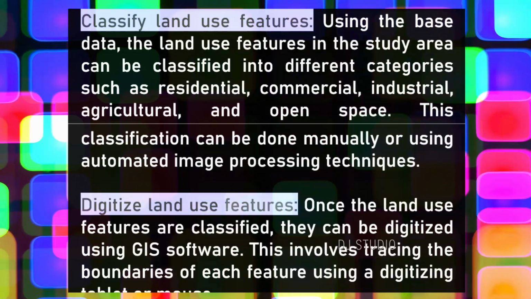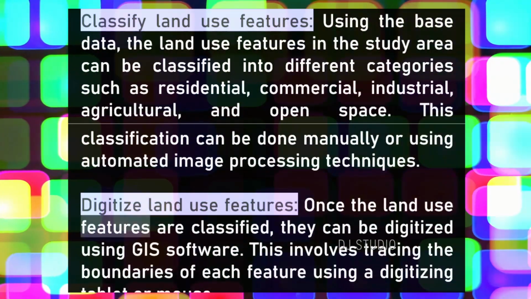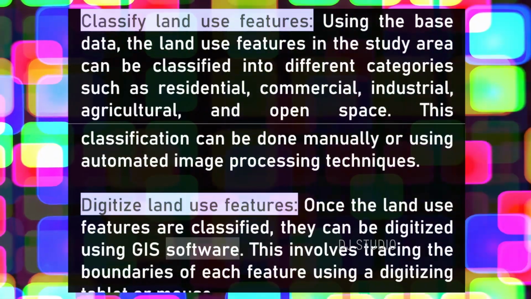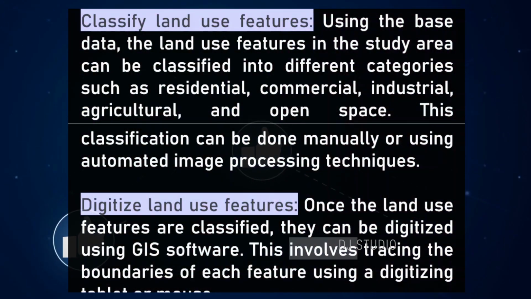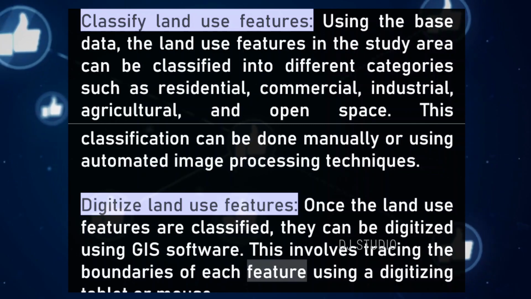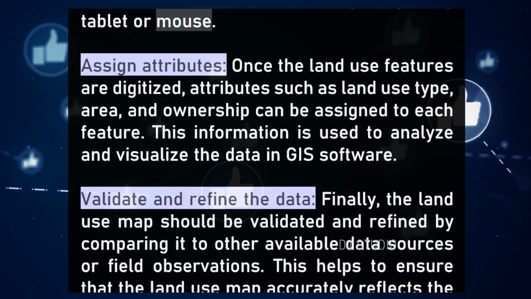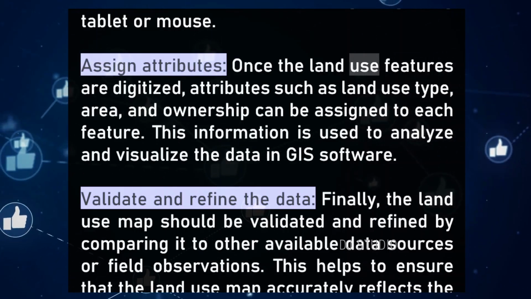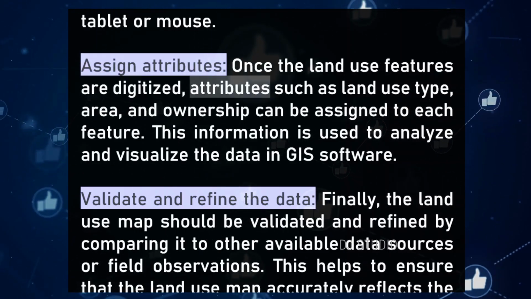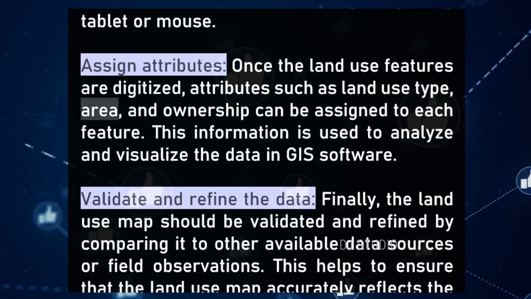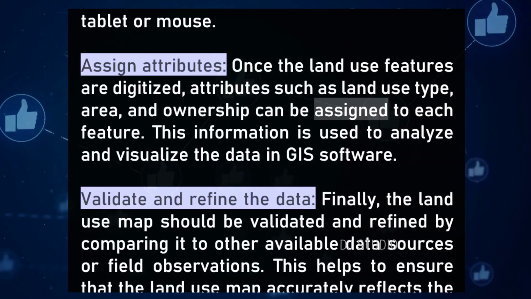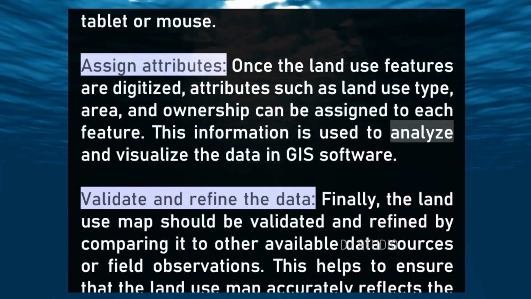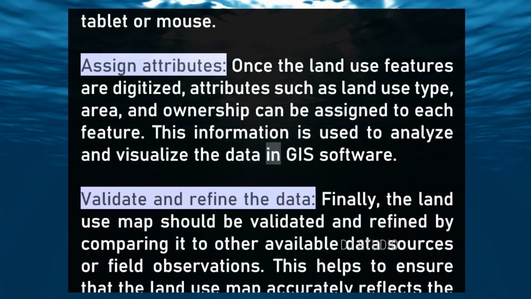Digitize land use features. Once the land use features are classified, they can be digitized using GIS software. This involves tracing the boundaries of each feature using a digitizing tablet or mouse. Assign attributes. Once the land use features are digitized, attributes such as land use type, area, and ownership can be assigned to each feature. This information is used to analyze and visualize the data in GIS software.